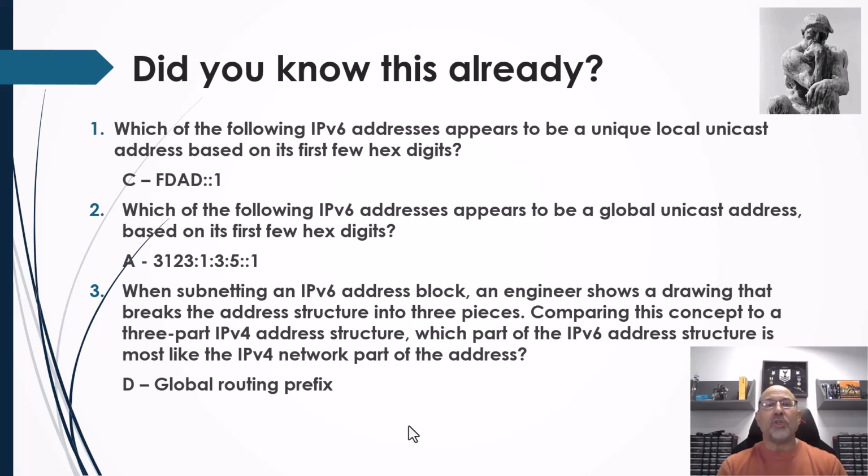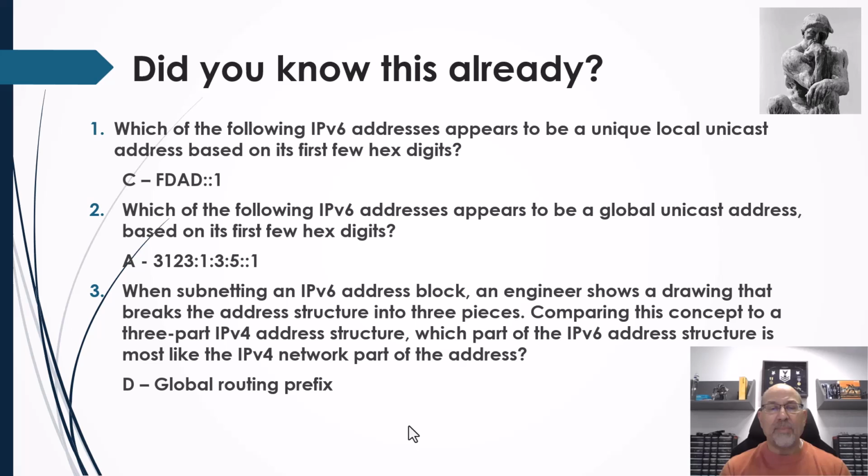All right, time for the do you know this already questions. Which of the following IPv6 addresses appears to be a unique local unicast based on the first few hex digits? Well, now we know that unique local addresses begin with FD. And so that was the answer Charlie there, or C.